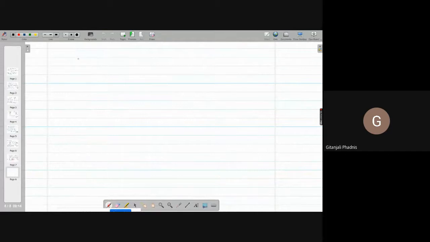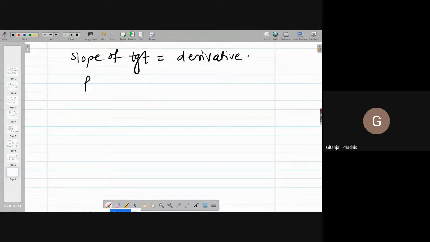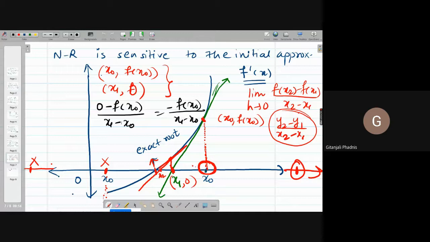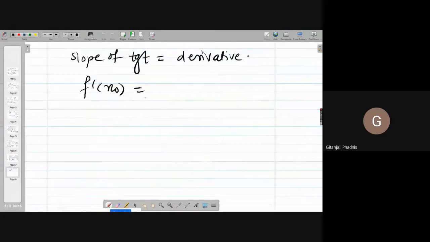But what do you know about the slope of the tangent? It is nothing but the derivative, correct? The slope of the tangent is nothing but the derivative of the function at that point. So f dash x naught is equal to what I got just now. It will be f dash x naught, not f dash x1, because we have drawn the tangent at x naught, f(x naught). So the derivative is at x naught, not at x1. Okay, so it is minus f(x naught) upon x1 minus x naught.